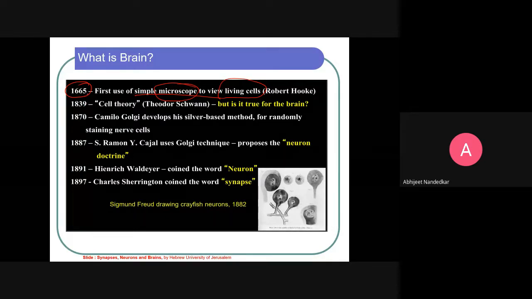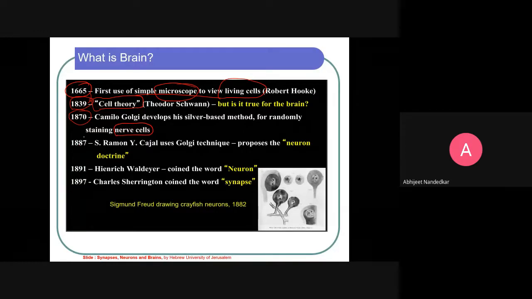Then there is a huge gap. In 1839, cell theory was proposed, and then again after maybe 30 years, in 1870, Camillo Golgi developed his silver staining method to stain nerve cells. So he did the pioneering work in staining nerve cells. He could actually isolate nerve cells using a silver-based method.